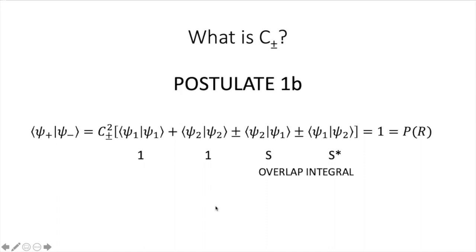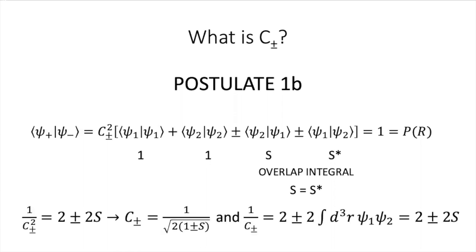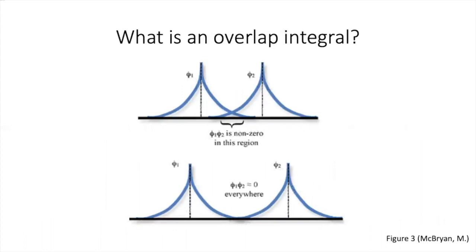We're going to further describe these as the overlap integral. And so remember, S and S star are equal to each other because these are real systems. So after simplifying this, we get these expressions that involve C plus minus, the normalization constant, and the overlap integral. What is an overlap integral?